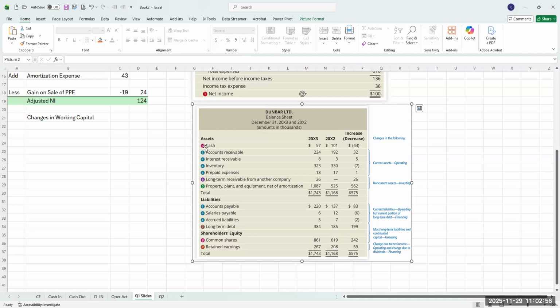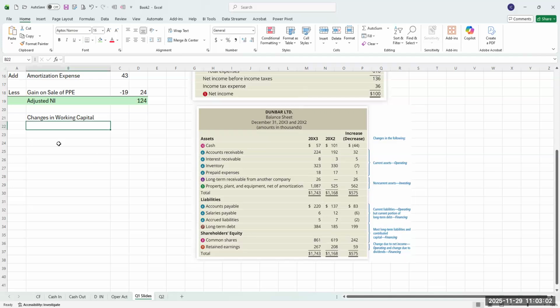Luckily, on the site, there are some notes. But let's start exploring changes in the working capital. First, cash. We're not doing the cash here because with the cash flow statement, that's what we're chasing. That's why we're doing the cash flow statement, to see why our cash decreased by $44 at the end of this year compared to the beginning of the previous year.